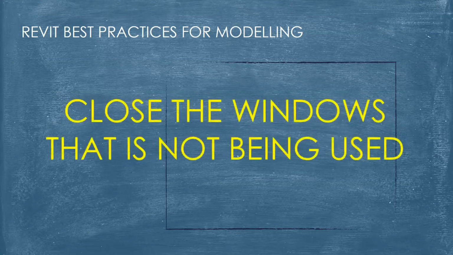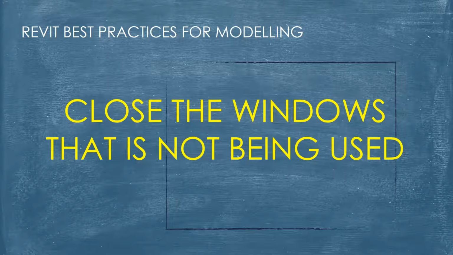The next one is close the windows that are not being used. Because when you work in a 3D view, most of the file is placed into RAM. So it is also strongly recommended that you close these windows when saving to a central file, because these views are regenerated as part of the process. It is best to save a 3D view with minimal visibility and then copy it to create new views faster. The point here is close all the views that are not being used.